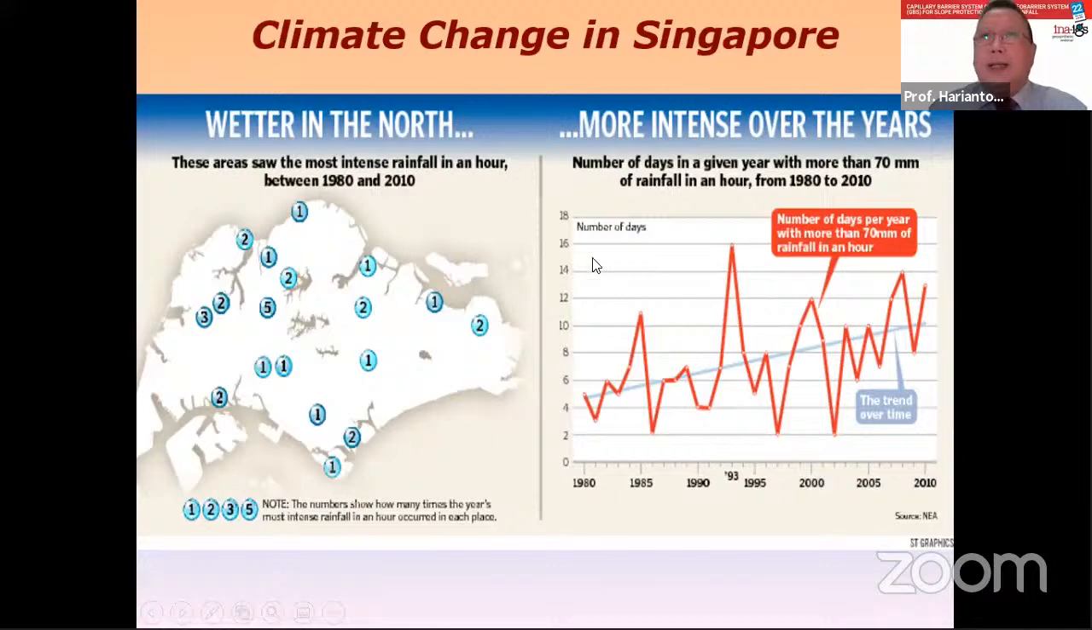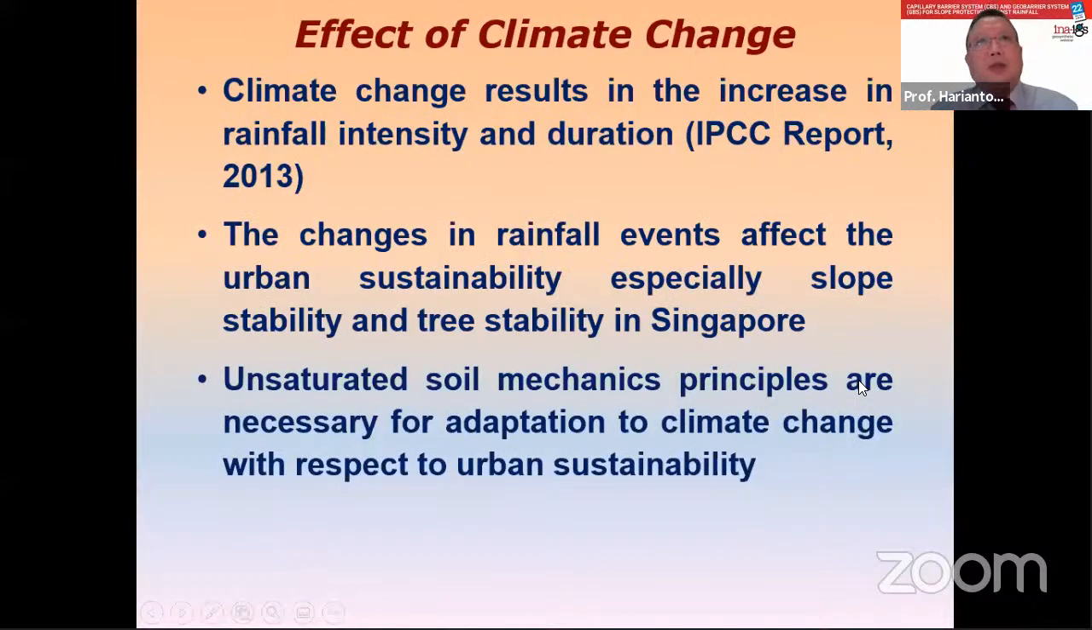The other thing is that the number of days with intense rainfall also increases. So climate change results in an increase in rainfall intensity and duration. The changes in rainfall events affect urban sustainability, especially slope stability and tree stability. In some cases, we have fallen trees. Some part of our research is also dedicated to the stability of trees due to rainfall loading and wind load. And unsaturated soil mechanics principles are necessary for adaptation to climate change with respect to urban sustainability.